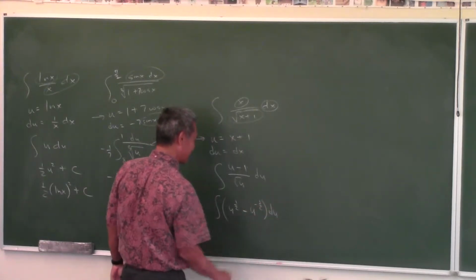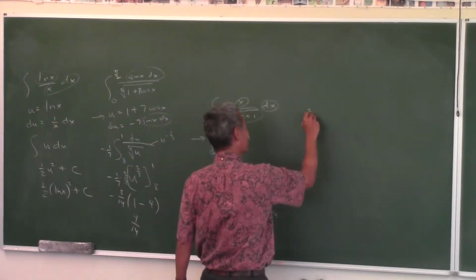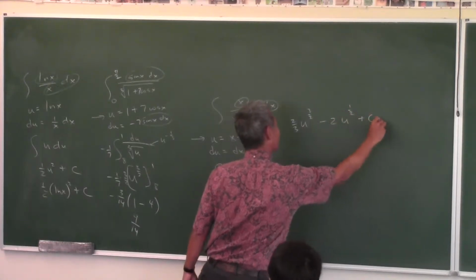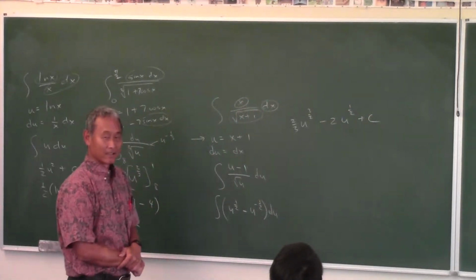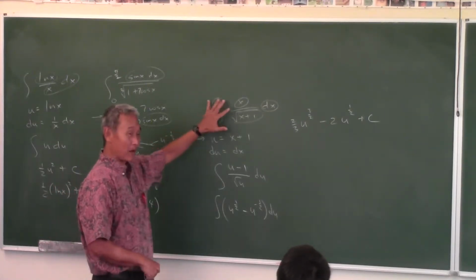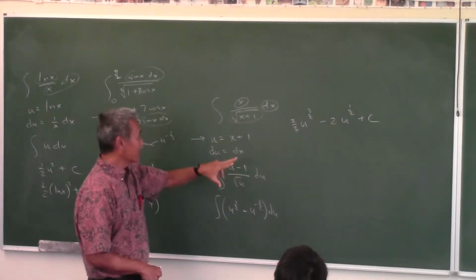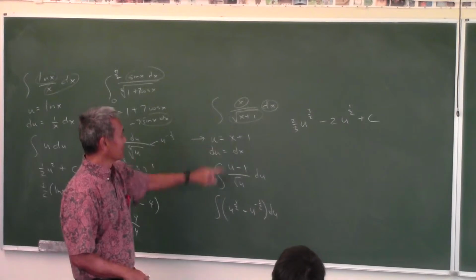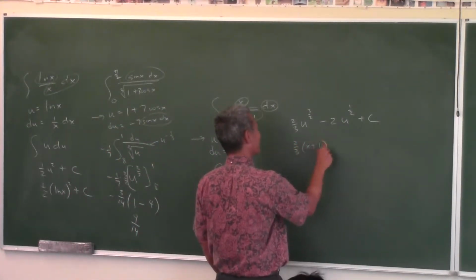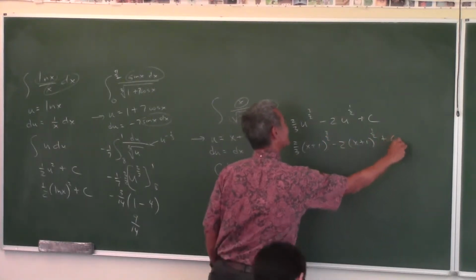Can or cannot? The answer is can. So u to the 3 halves with a 2/3 in the front minus u to the 1/2 with a 2 in the front plus c. Can I leave my answer like that? Yeah, you can, but you're going to get minus 1 or 2. Because if the original problem is in terms of x, your answer should be in terms of x. So now you need to resubstitute back in. What was u equal to? So your final answer is going to be 2/3 (x plus 1) to the 3 halves minus 2 (x plus 1) to the 1/2 plus c.